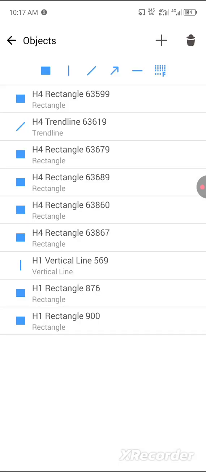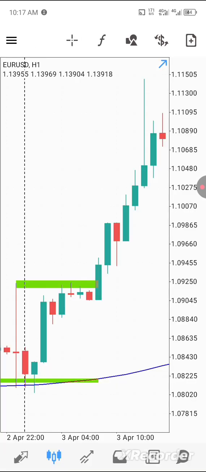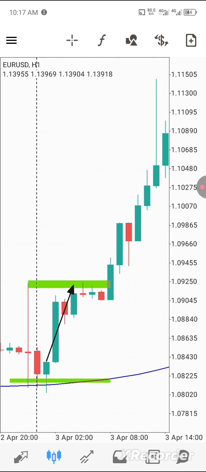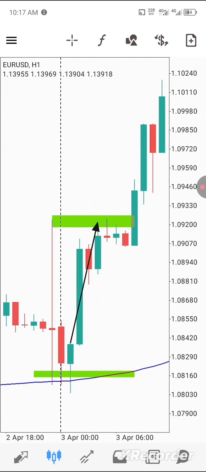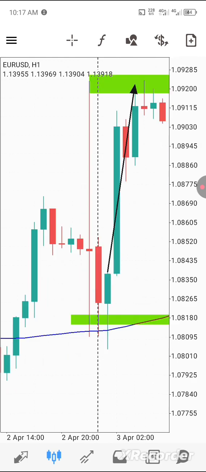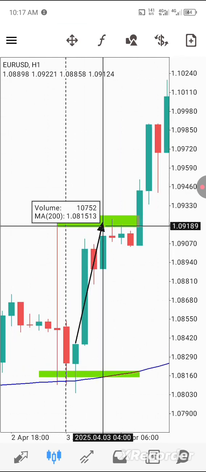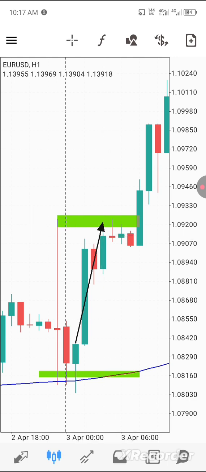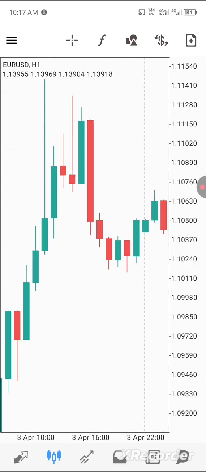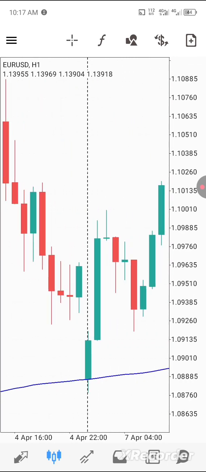So let me use the arrow sign. We'll put our take profit here. When the market hits this green line, we make profit. I would like to run some calculations, but for the sake of this video, that'll be for another day. So this will be our take profit. Now let's look for another opportunity.